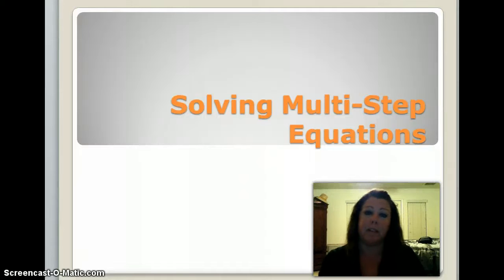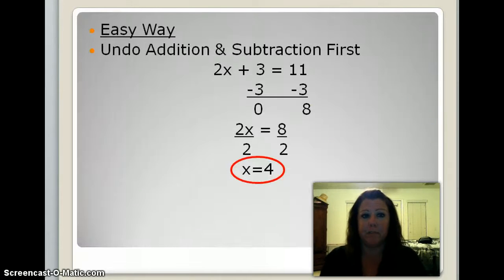Today we will be solving multi-step equations. First, we're going to show you the easy way. You're going to undo addition and subtraction first. So you have a problem of 2x plus 3 equals 11.